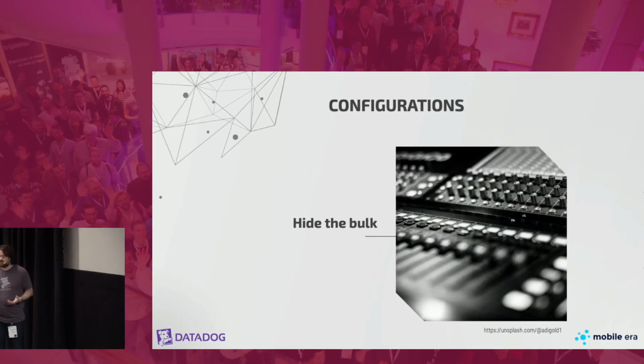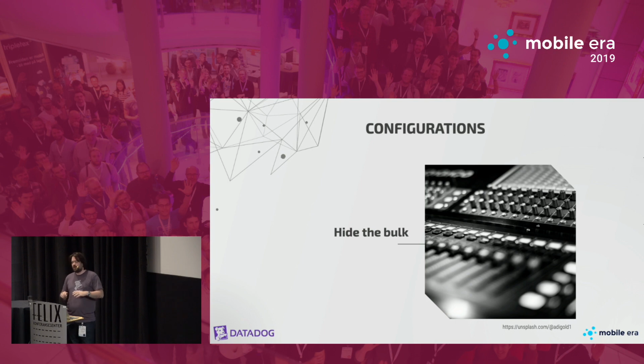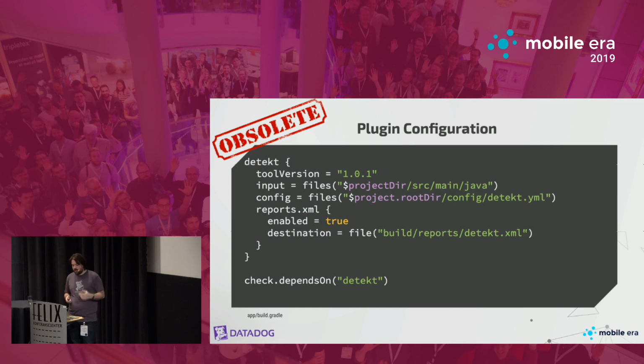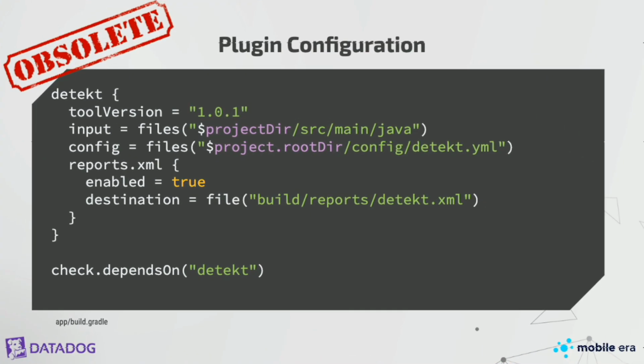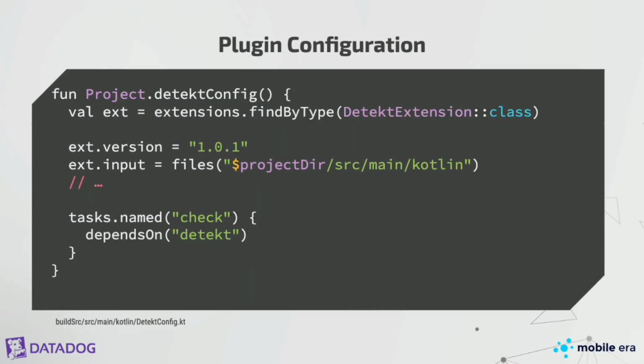Then you can also use the build source folder to centralize all your configurations. So for instance, if you have Detekt in your project, you have this kind of block residing in your build.gradle file where you're setting up the plugin. Well, you can actually create an extension function on the project object and say, oh, actually, when I want to say detektConfig, this is going to do kind of the same thing. So you're going to find your extension. You're going to configure it, so it's basically the same thing written before.